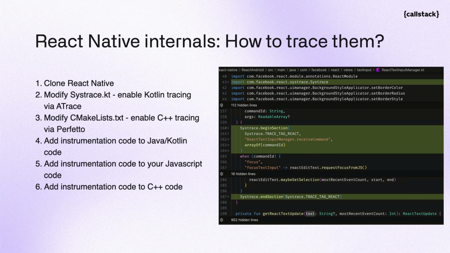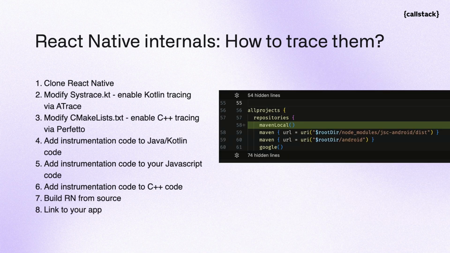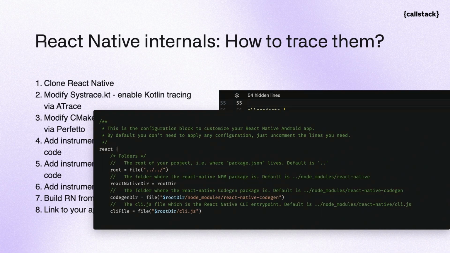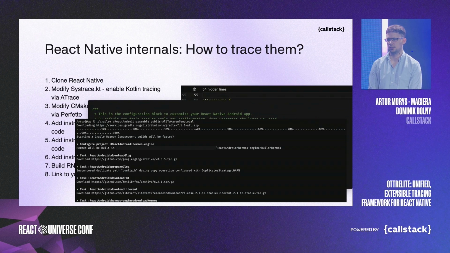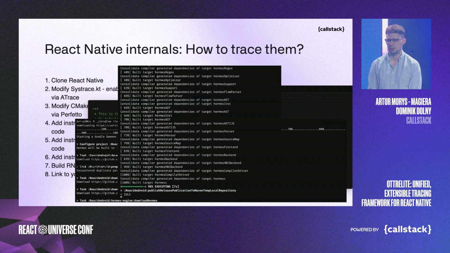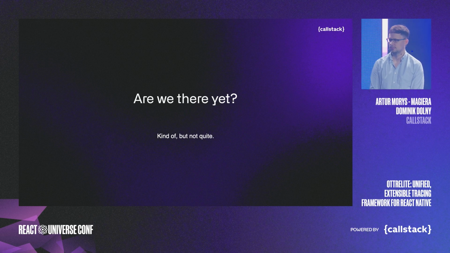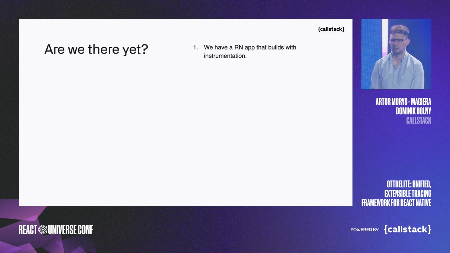Finally, React Native already has instrumentation in many locations, which will now be enabled. However, if you need tracing elsewhere, you will have to instrument it manually. The next step is to configure your app to use the local React Native build. And even more changes are required. Then, build and publish React Native. Wait for it. So, are we there yet? Well, kind of, but not quite.